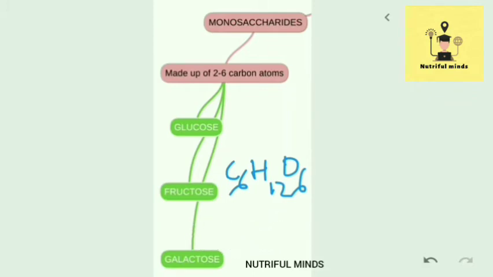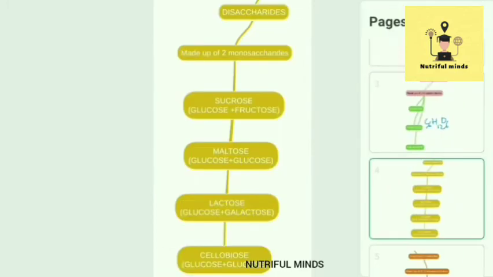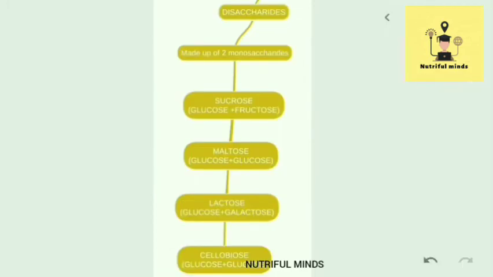Now let's go into the details of disaccharides. Disaccharides are formed by the combination of two monosaccharides by the elimination of one water molecule. The three main disaccharides of nutritional importance are sucrose, maltose, and lactose. The empirical formula of all the disaccharides is C12H22O11.